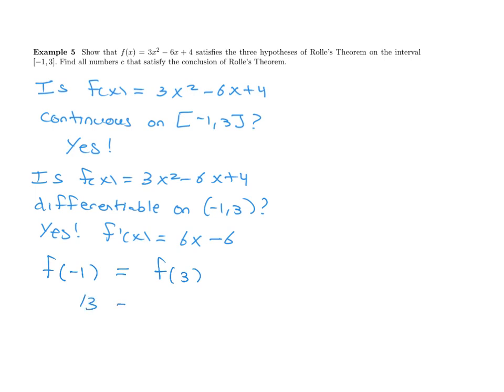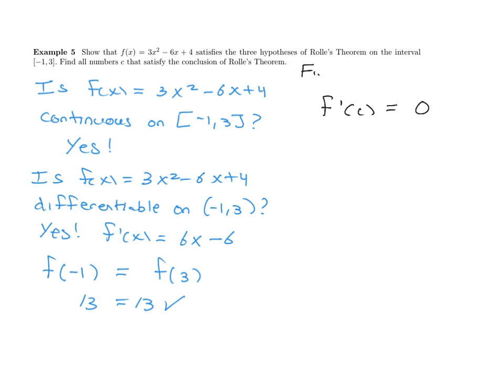We get that 13 is equal to 13. Okay, great. f(a) equals f(b). We have a continuous function that is differentiable inside a given interval. We can now find all numbers c, and there must be at least one in this interval, such that f prime of c is equal to 0.